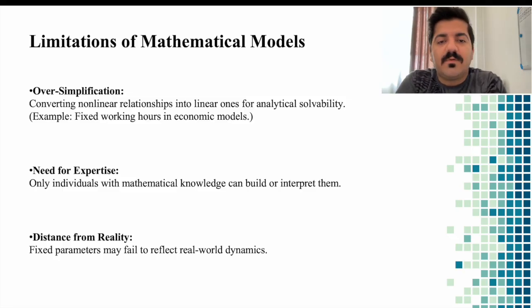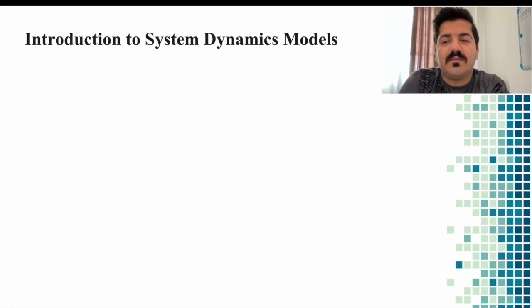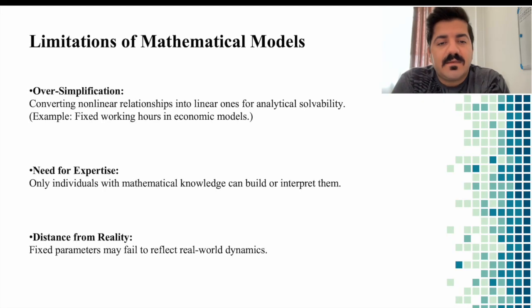I think math models are a powerful lens, but they only focus on what their equations can capture. And a smart user always asks: what did this model have to oversimplify, and who can actually explain its results?